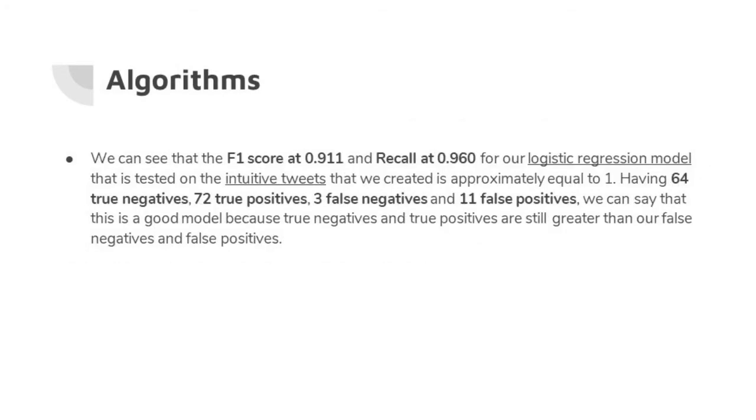We can see that the F1 score at 0.911 and recall at 0.960 for our logistic regression model tested on the intuitive tweets that we created is approximately equal to 1. Having 64 true negatives, 72 true positives, 3 false negatives, and 11 false positives, we can say that this is a good model because true negatives and true positives are still greater than our false negatives and false positives.